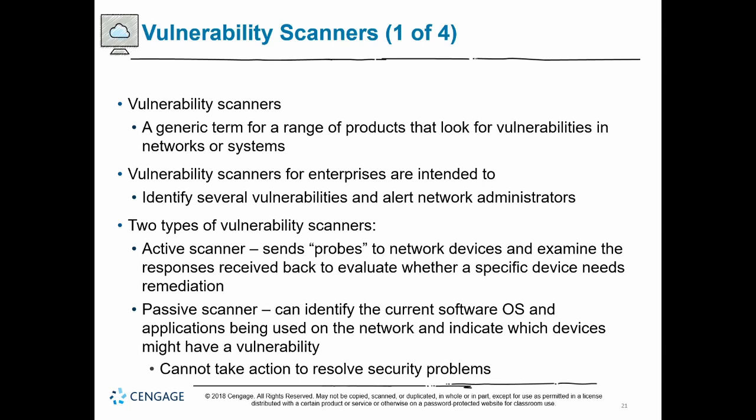And there are essentially two types of vulnerability scanners: an active scanner and a passive scanner. An active scanner sends probes and actually communicates back and forth with the device it's scanning, and it can take remediation actions if needed. A passive scan is very low key. It scans and gathers fingerprints of the operating system and some other little things, but it doesn't directly interact with the thing that it is scanning.